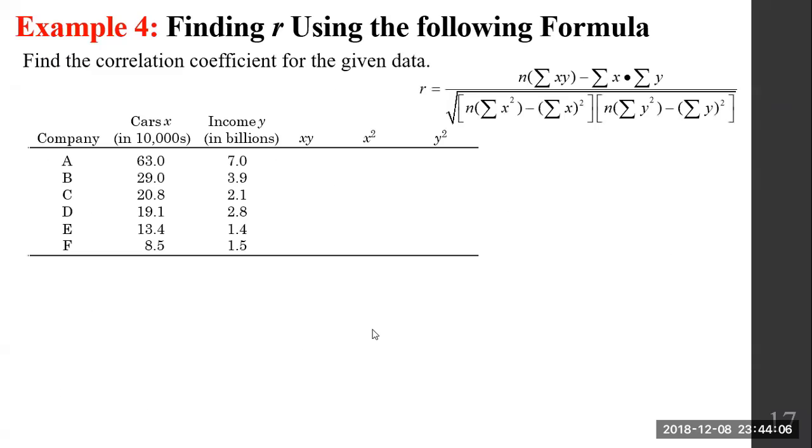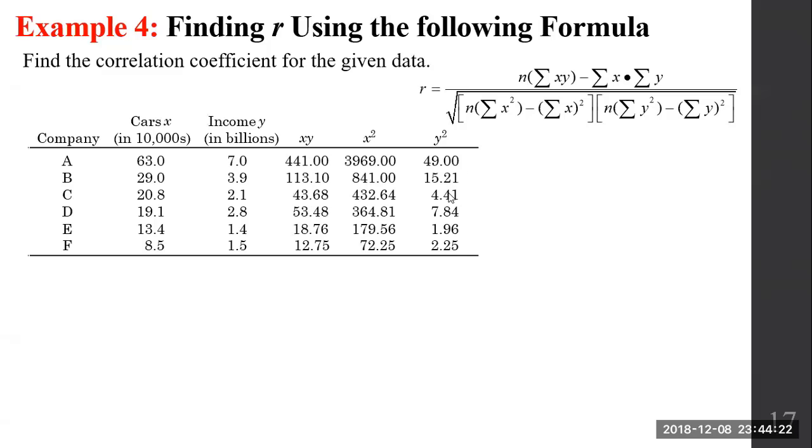Find the correlation coefficient for the given data. We're going to use the first formula here. As you recall, we need to calculate the sums of x, y, x squared, and y squared, and that can be found using the given data.